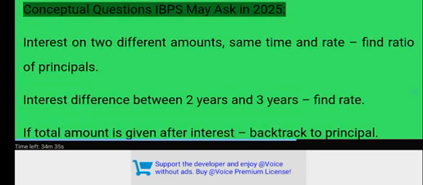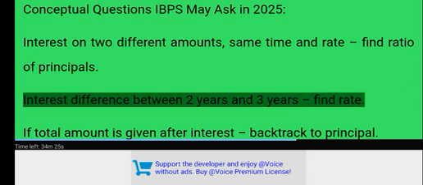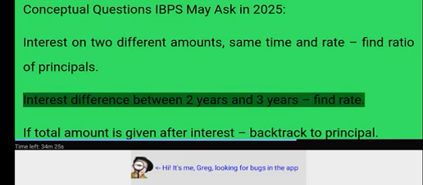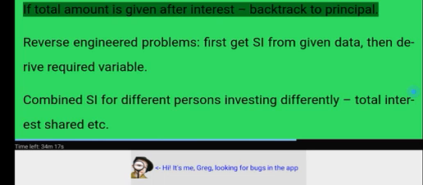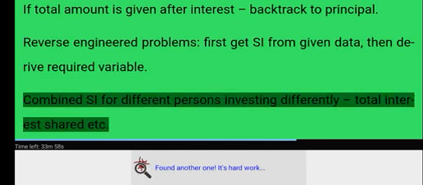Conceptual questions IBPS may ask in 2025. Interest on two different amounts, same time and rate, find ratio of principals. Interest difference between 2 years and 3 years, find rate. If total amount is given after interest, backtrack to principal. Reverse engineered problems: first get SI from given data, then derive the required variable.